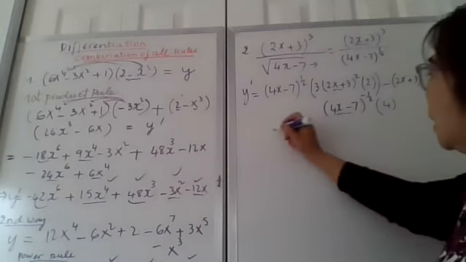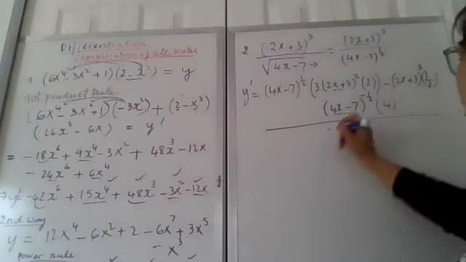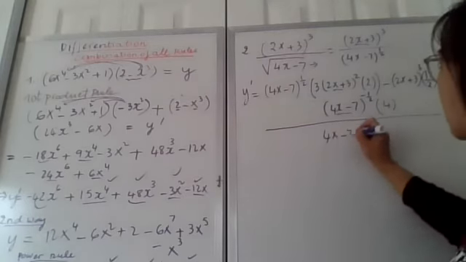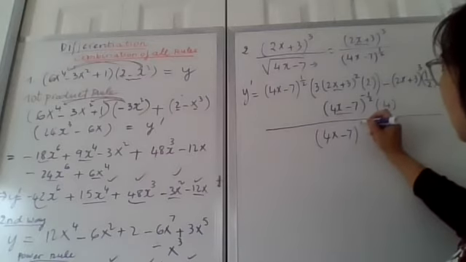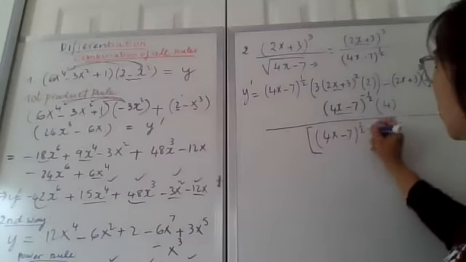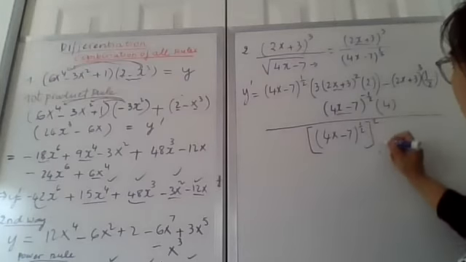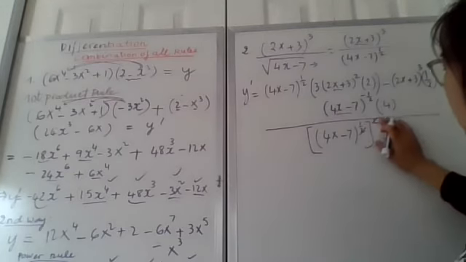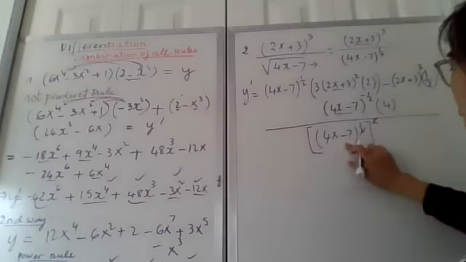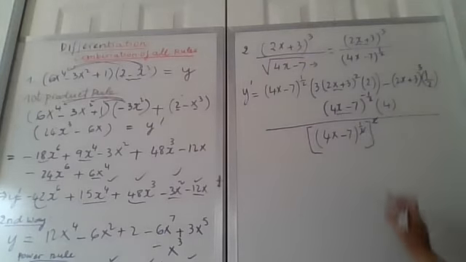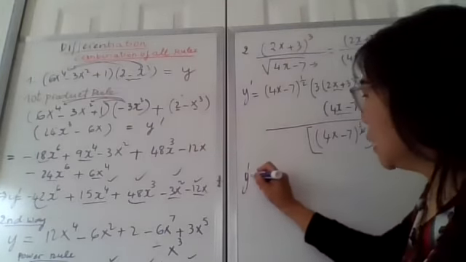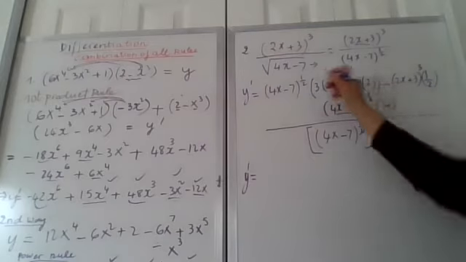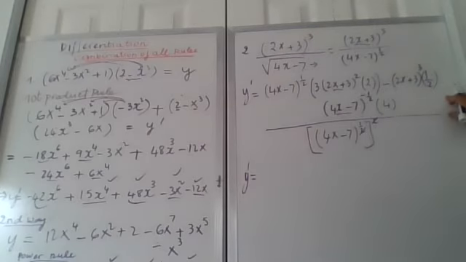So we're done. Now, all of this we divide by 4x minus 7 to the 1/2, all of them to the power 2. Now, this 2 will cancel with the 2 down here. So we're left with just 4x minus 7 to the power 1, right? Just leave it for now. So y prime will be equal to, I'm going to simplify this complicated function, right? Now, let's see how we simplify this.